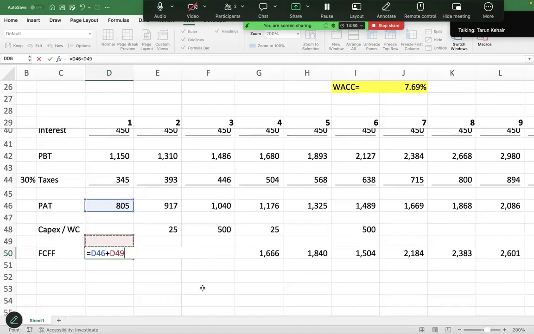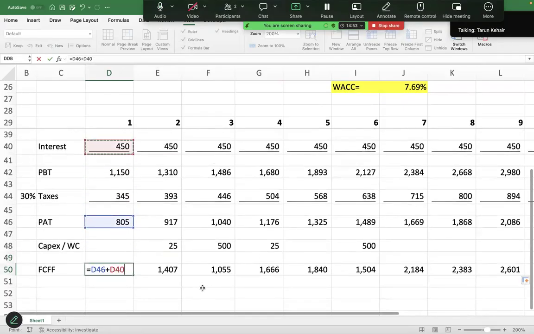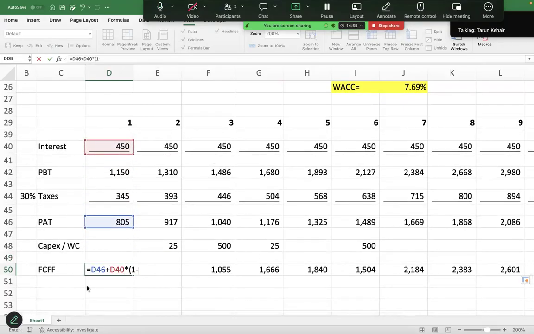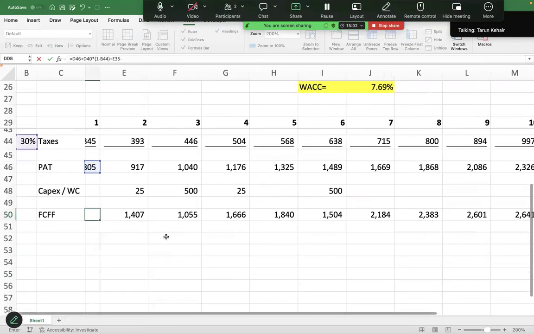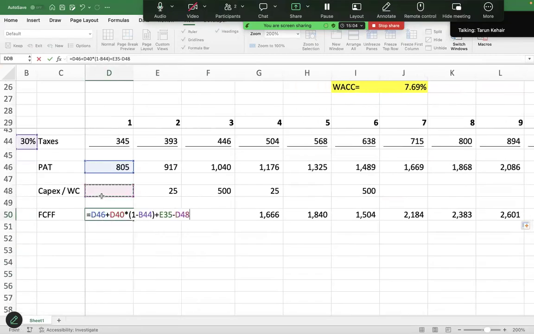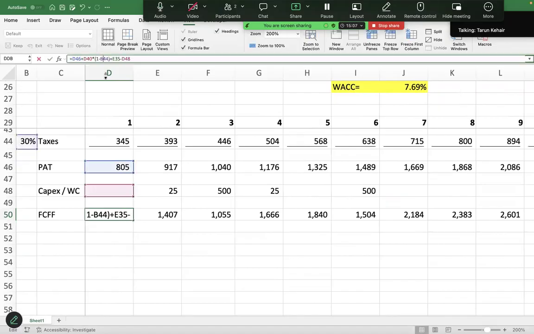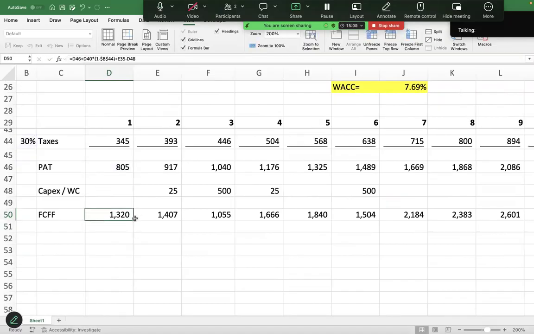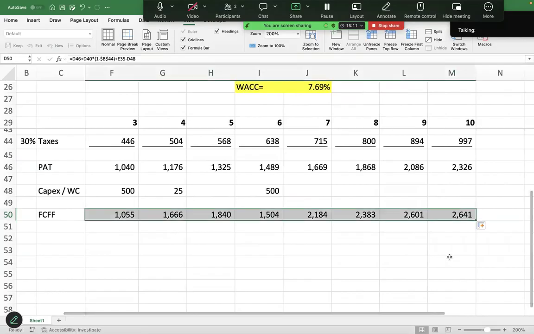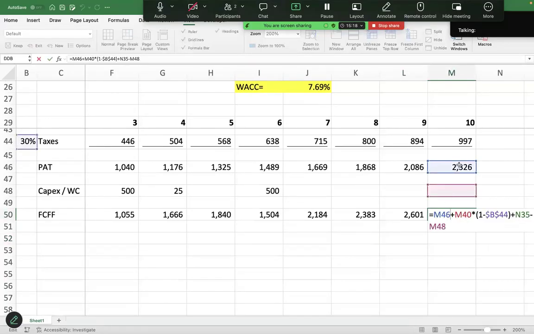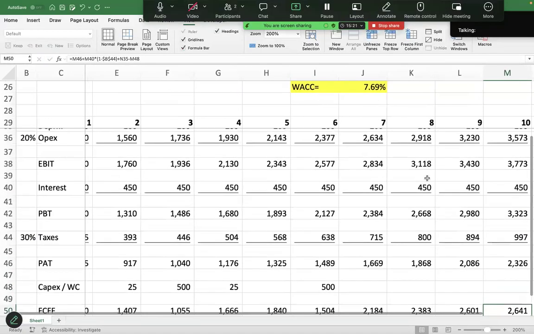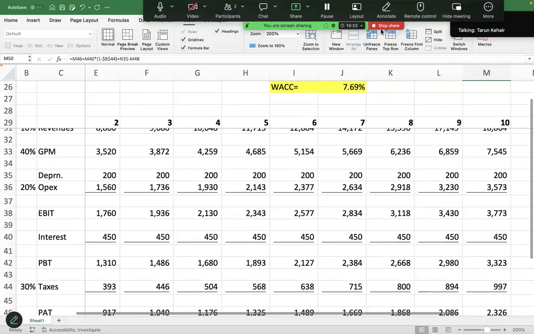Net income plus interest into 1 minus tax rate, plus depreciation, minus capex and minus working capital investments. Clear?